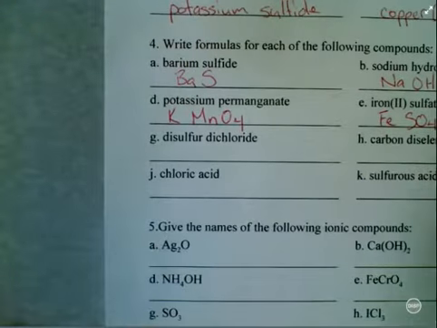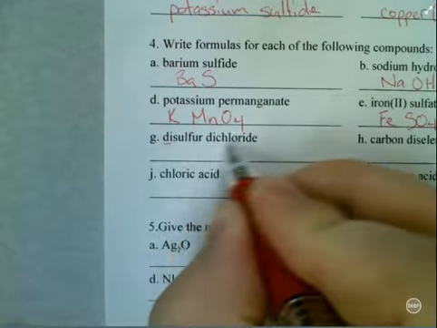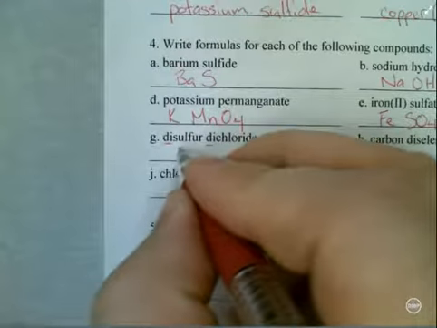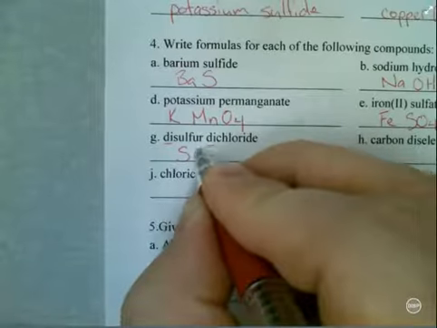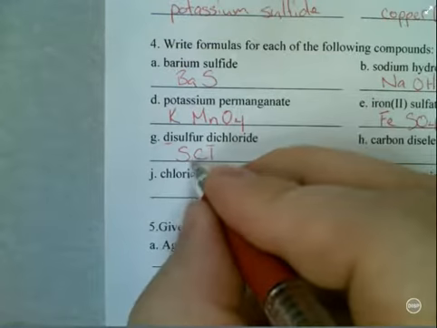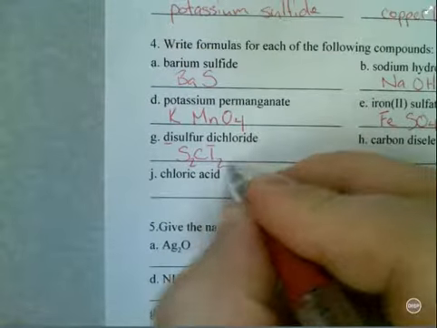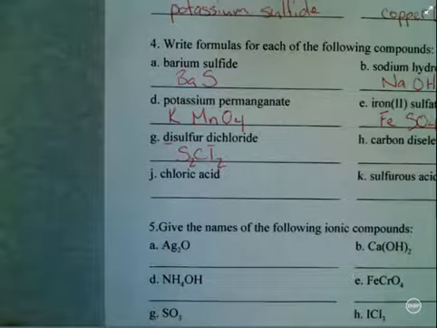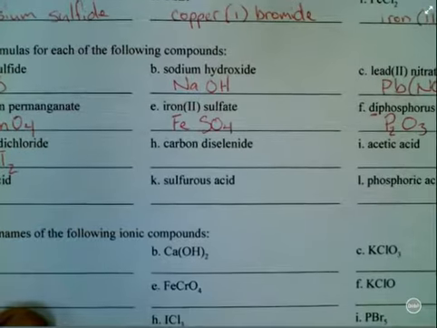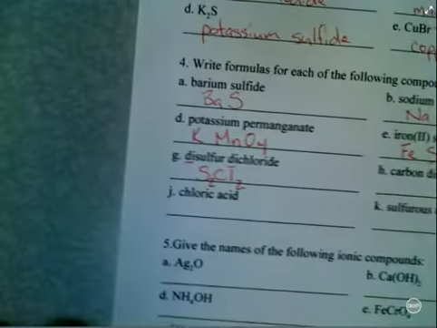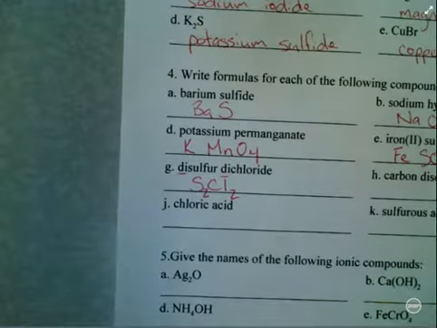Something similar yet again. We have a di and a di. So I'm going to start with sulfur and then chloride. How many do I have? I have 2 sulfurs and 2 chlorides. Disulfur dichloride. It doesn't have to balance, which is a good point.